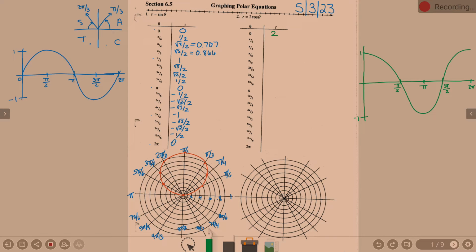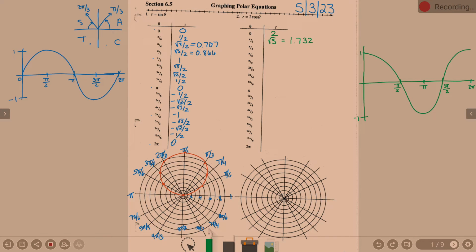Okay. 2 cosine pi over 6. So what is cosine of pi over 6? Square root of 3 over 2. Square root of 3 over 2 times 2? Square root of 3. Do you guys remember from yesterday what square root of 3 is? It's in between 1 and 2. 1.7 something? I have 1.732, but here's the deal, guys. We're going to be graphing this on a graph. How specific can you get? Not very. 1.7 gets you plenty specific enough.